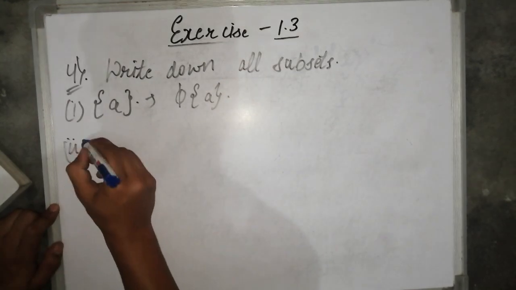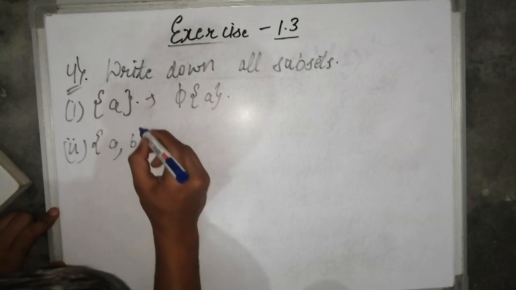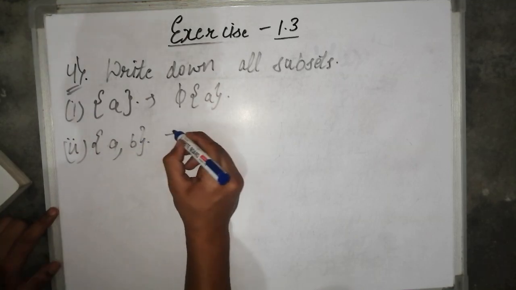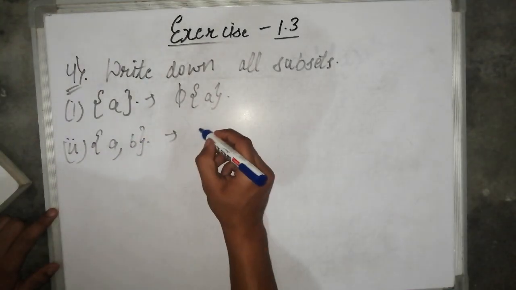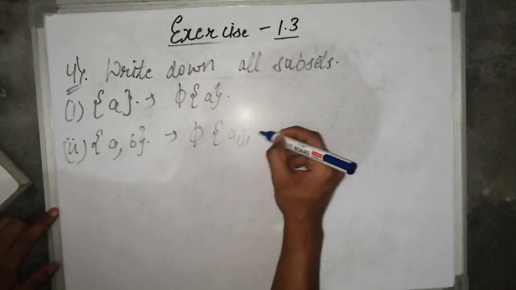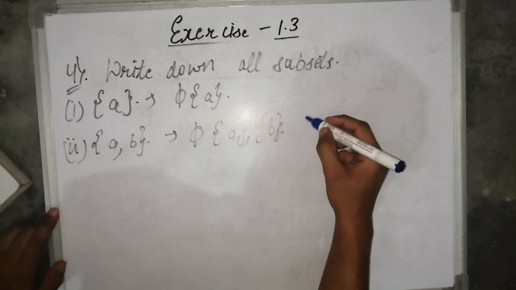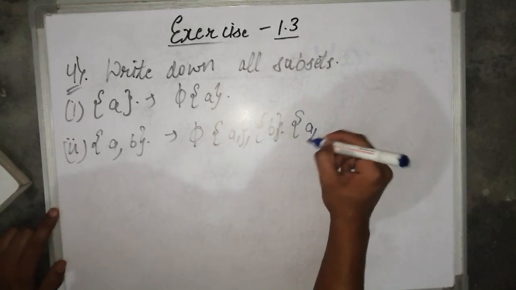Second part, we have {a, b}. Okay, we have the empty set, {a}, {b} and {a, b}.